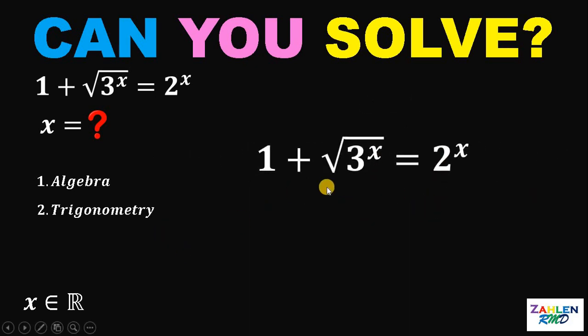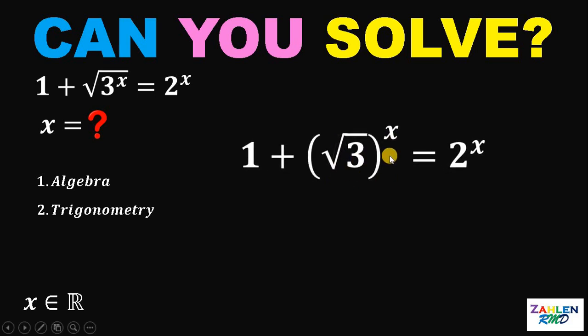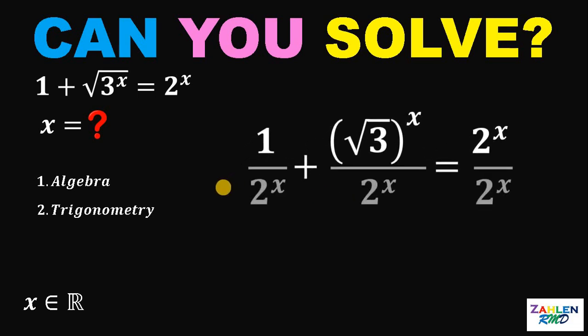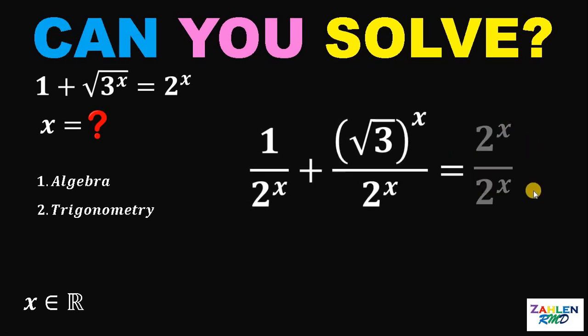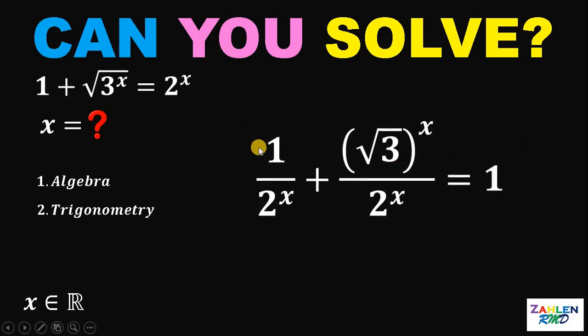So let's go back to our equation. 1 plus square root of 3 raised to x equals 2 raised to x. Now, square root of 3 raised to x can be written as square root of 3 raised to x. Now at this point, let's divide all terms by 2 raised to x. Now on the right hand side, 2 raised to x over 2 raised to x is just 1. And 1 can be written as 1 raised to x because we know that x is a real number.